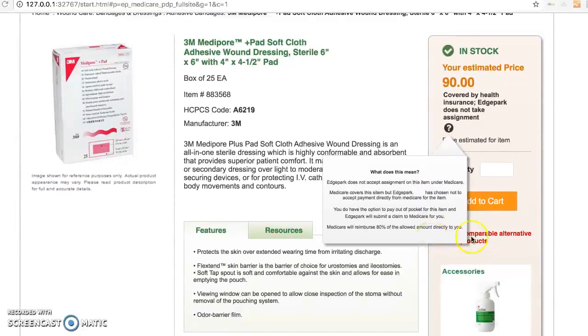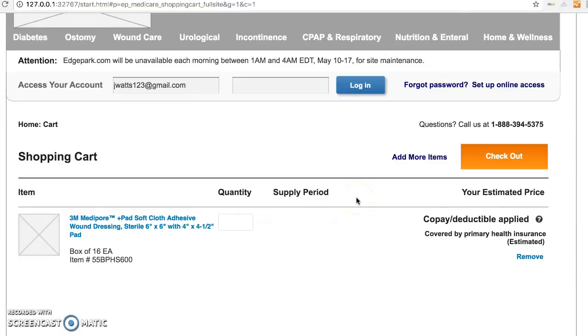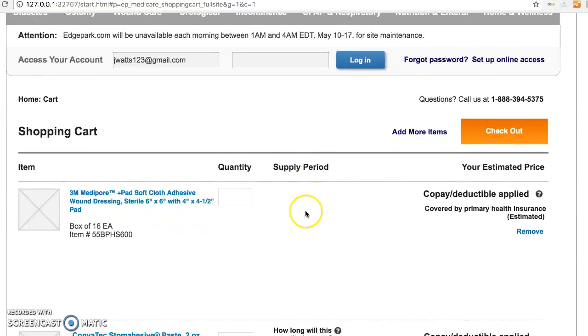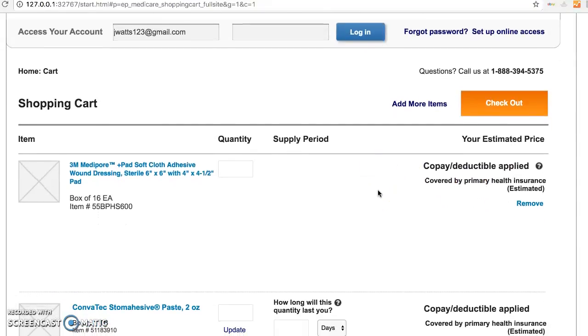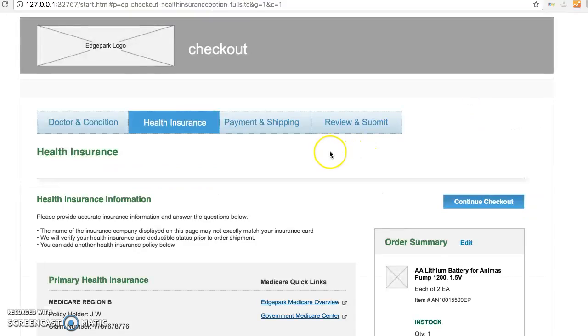Okay, so going ahead in the process here, this is if we added an item to the cart. The next question we can talk about is the supply period. So do we want to keep that or take that away? And as well as some of the contextual help icons on this page, we need to talk about as well.